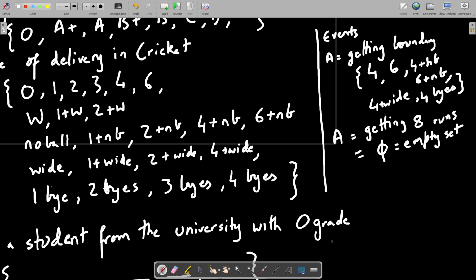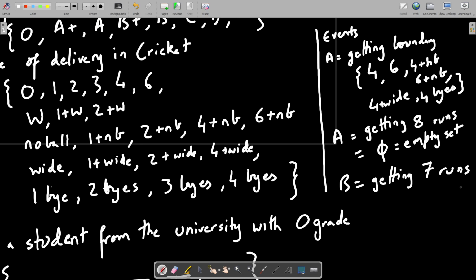Next, can you get 7 runs? 6 plus no ball, that's the only way you're going to get 7 runs. What about 5 runs? 5 runs will be 4 plus no ball, and 4 plus wide is also there. So 4 plus no ball and 4 plus wide will give you 5 runs. You can write it down.